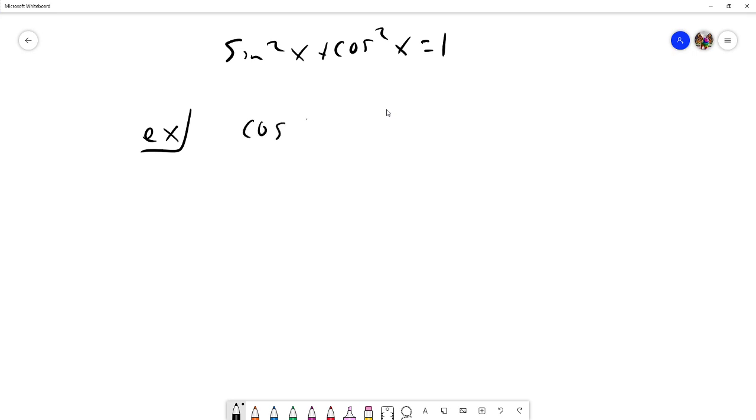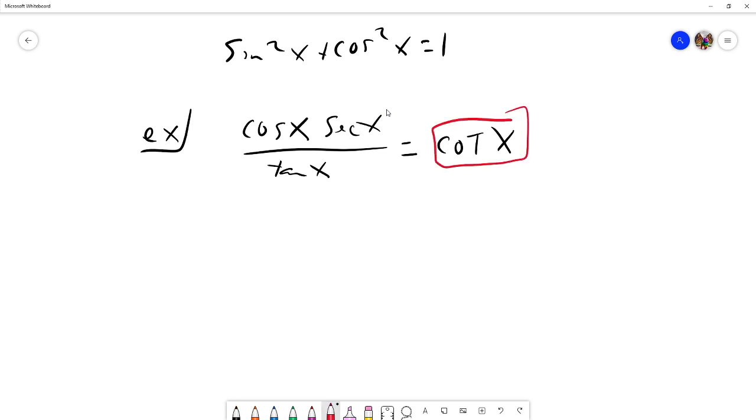So, cosine x secant x over tangent x equaling cotangent x. The method here is you want to start with one side. It doesn't matter which side, either the left side or the right side. What you want to do is work your way through algebraically and arrive at the other side. If I started on the right side, I would start with a cotangent, and I'd have to work my way to get a cosine times secant divided by tangent.